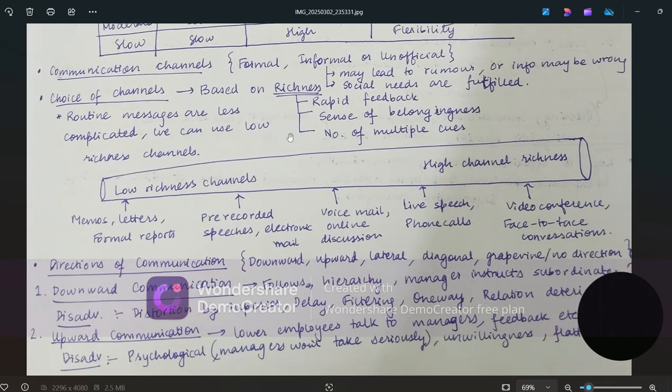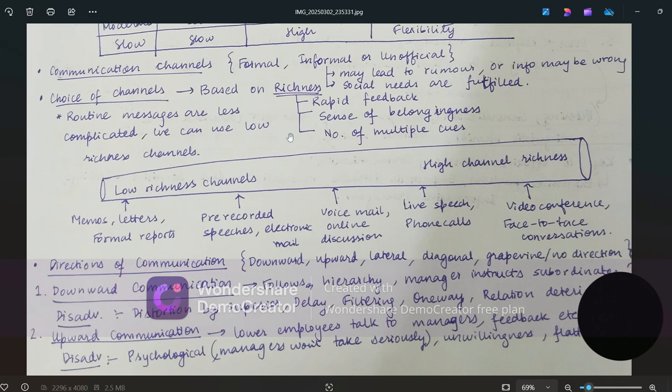Next is communication channel. They can be formal or informal or unofficial channel. The choice of channel can be based on richness. Richness means how often you can provide feedback, the sense of belongingness, and the number of multiple cues within the channel.